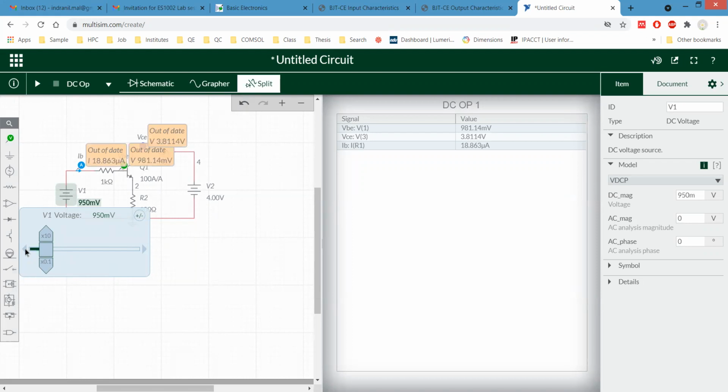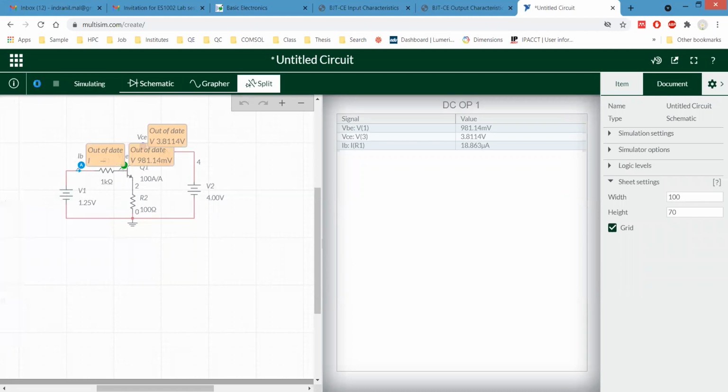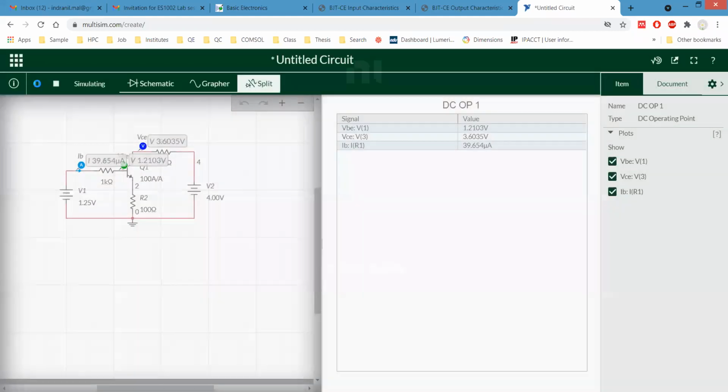Let's increase the voltage. Let's say it is 1.25 volt. If the DC sweep option will work, then it will be very easy for us. I don't know why it is not there in the online option. Okay, please note down another value. The VB is 1.21 and IB is 39.65.